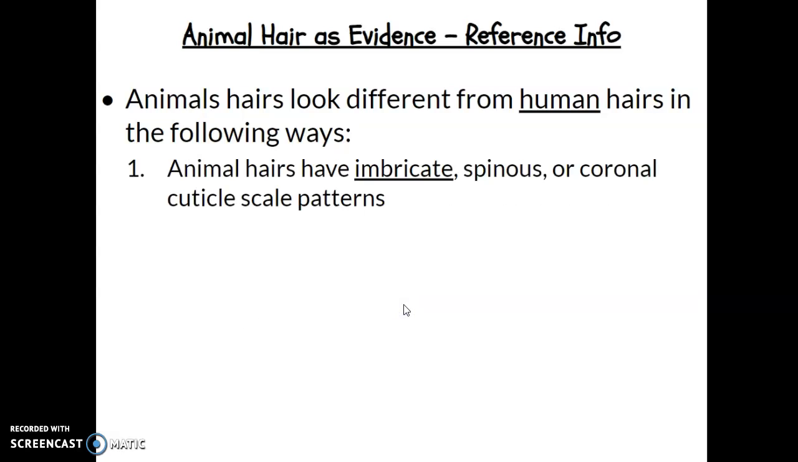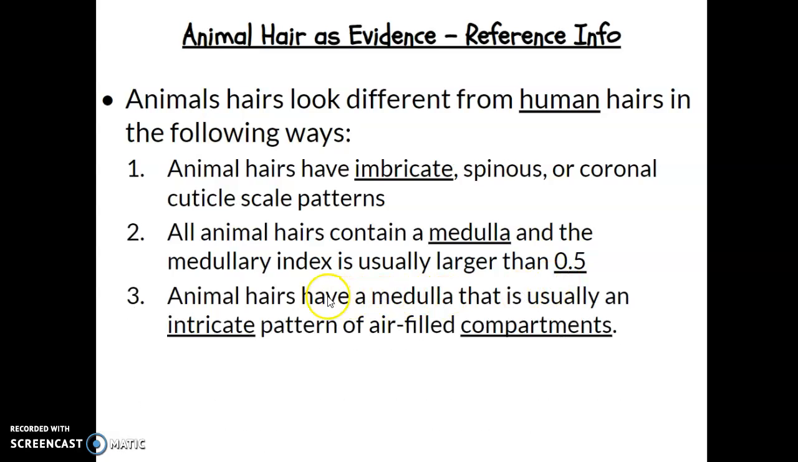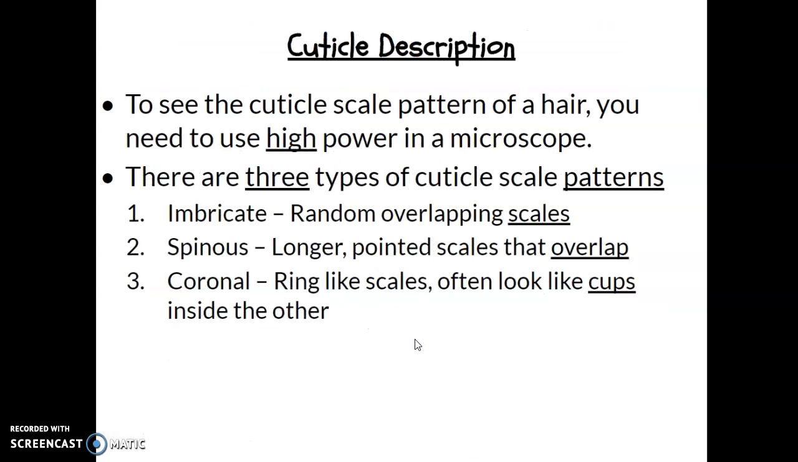They look different from human hairs in the following ways. Animals have imbricate, spinous, or coronal cuticle scale patterns. They contain a medulla that is usually larger than 0.5, so it's normally on the large end of the spectrum instead of the small. Animal hairs have a medulla that is usually an intricate pattern of air-filled compartments.